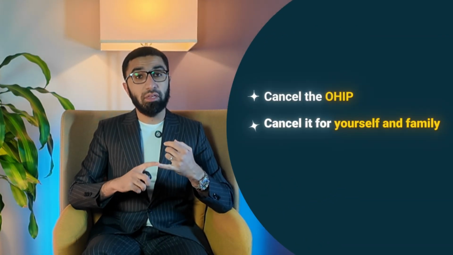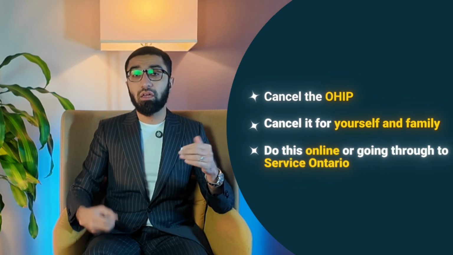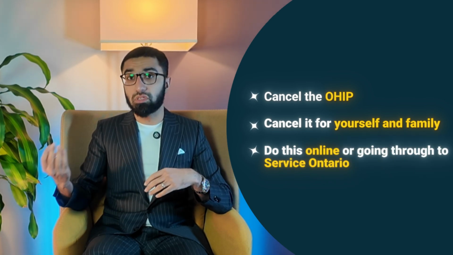Here's the catch. If the IRS audits you, they often look at whether you severed all your ties with Canada. Guess what is the one thing that all Canadians forget when they're leaving the country? They forget to close the OHIP or provincial coverage. If it's still active, they'll argue that you still intended to maintain ties and they could tax you accordingly. So cancel the OHIP, cancel it for yourself, for your family, and you can literally just do this online, by mail, or by going to Service Ontario.